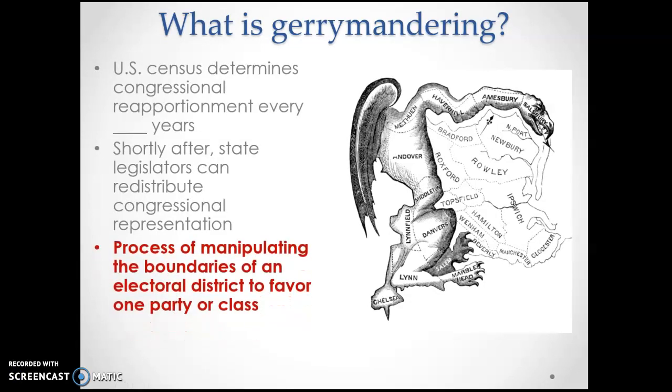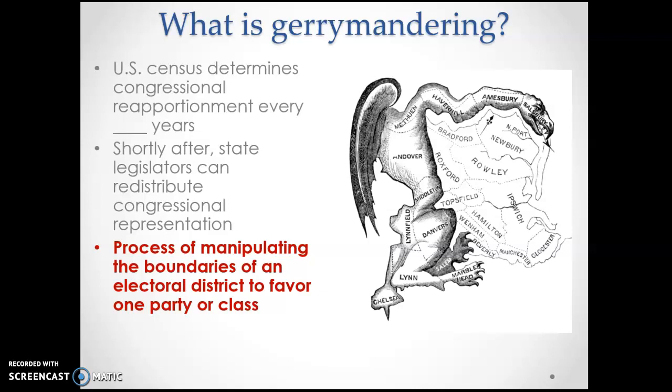And gerrymandering is what has historically happened in this process. What started out as probably a pretty innocent, hey, state legislators need to get together to draw the boundaries, was quickly realized that state legislators could artificially manipulate the boundaries of these districts in order to favor one party or a class, right?